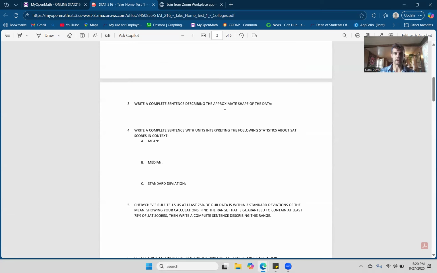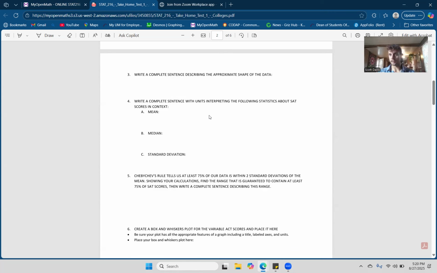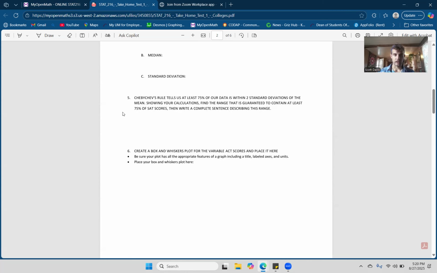Write a complete sentence describing the approximate shape of the data. It doesn't have to be exact, but I do want a complete sentence, and it should use some of the terms that you've learned in class. Don't forget units, but you're going to interpret the statistics for the SAT scores in context. So again, this isn't just one individual student's SAT scores, right? We're looking at average SAT scores of all of these schools. So tell me the mean, the median, and the standard deviation. What do those numbers mean in the context of this data set?